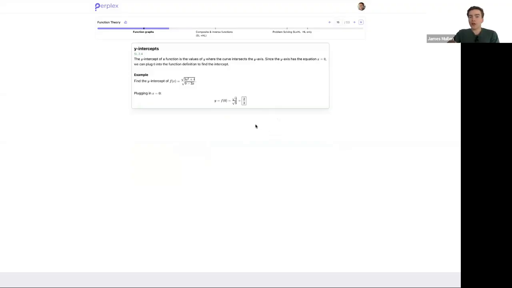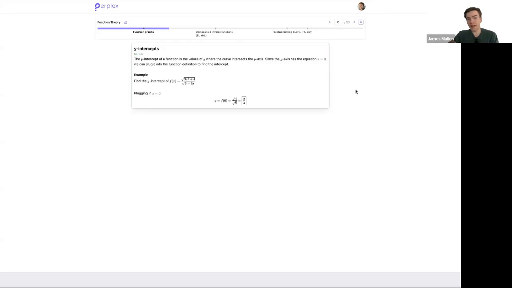Similarly, we can find the y-intercept of a function. This you can sometimes do just by hand if the function is not too bad. Remember, the y-intercept is where x is equal to 0, because it's the vertical line that goes through x equals 0. That's the y-axis. So if I plug x equals 0 into my function, I can find the y-intercept. In this case, the 3x squared is 0 and the minus 3x is 0, so I just have root 4 over root 9, which is 2 over 3.